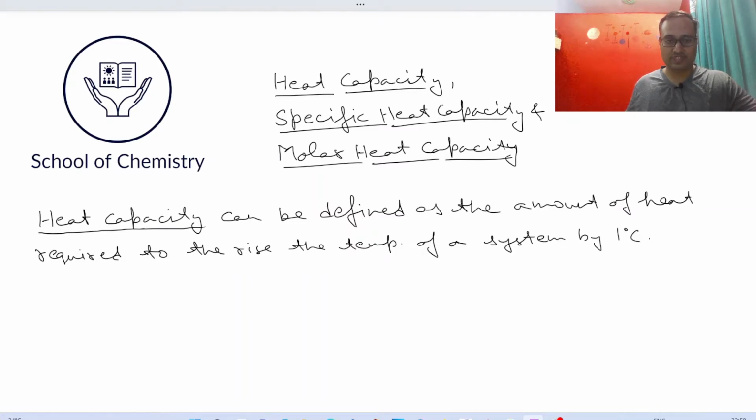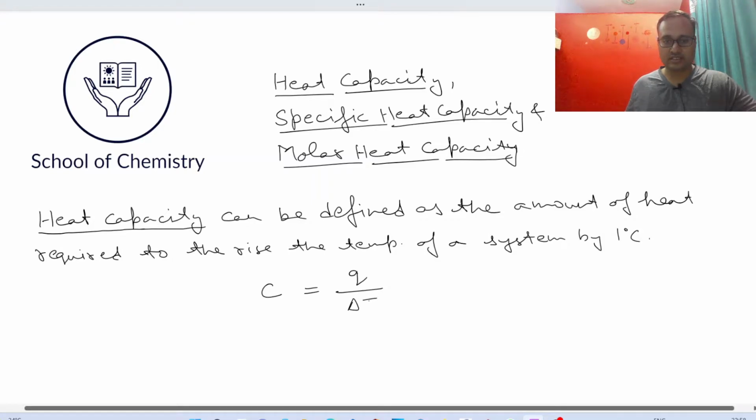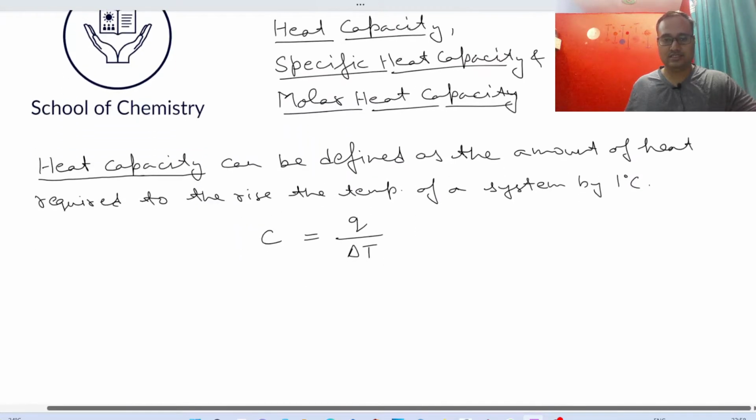So we can write down C is equal to the heat supplied to a system, which we represent with the symbol Q, and the change in temperature due to the heat supplied, which is represented by delta T. So the formula for heat capacity is Q upon delta T.